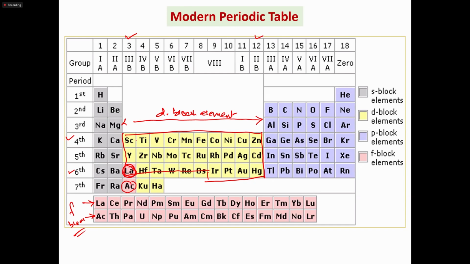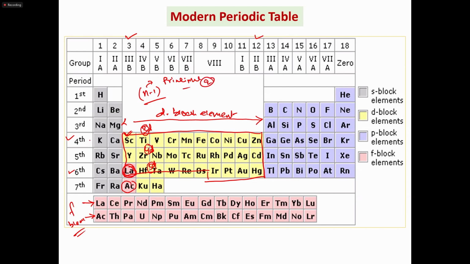Basically, the d block starts from the third group, which is scandium, and there are three series present. The first one is the 3d metals, this is the 4d metals, and this is the 5d metals. These come from the (n minus 1) d orbitals, where n means the principal quantum number.